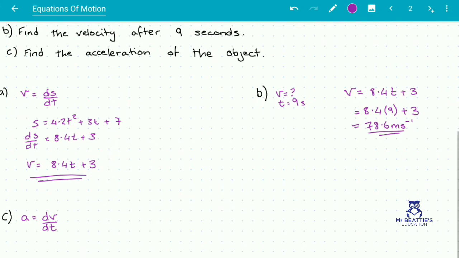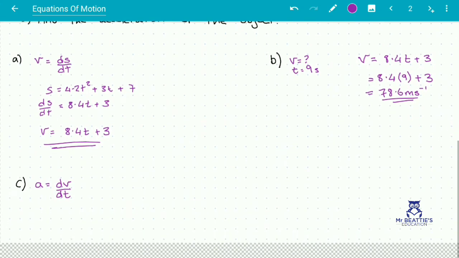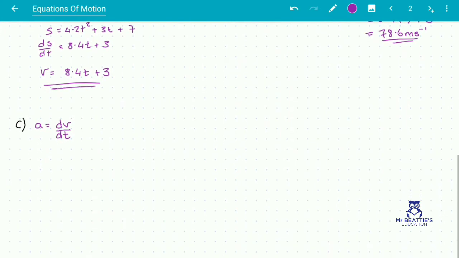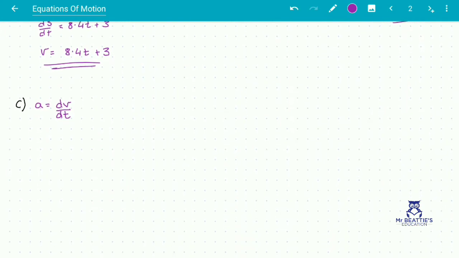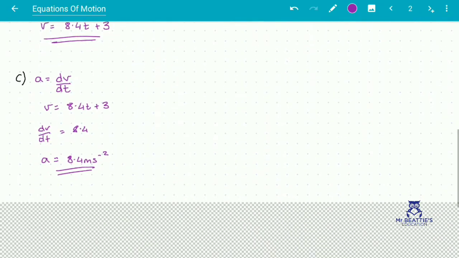Okay, and for part C we have to find the acceleration of the object. Well, acceleration is the derivative of the velocity. So if v is 8.4 t plus 3, dv by dt is going to be 8.4, so therefore our acceleration is 8.4 meters per second squared. There we go.